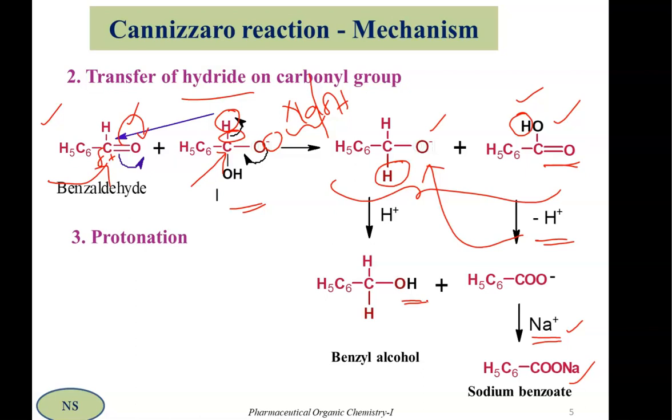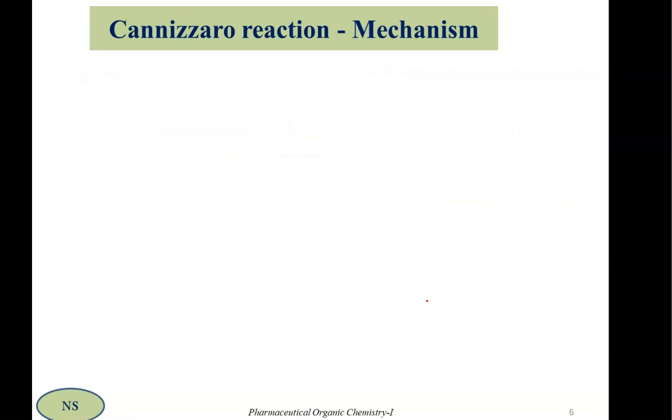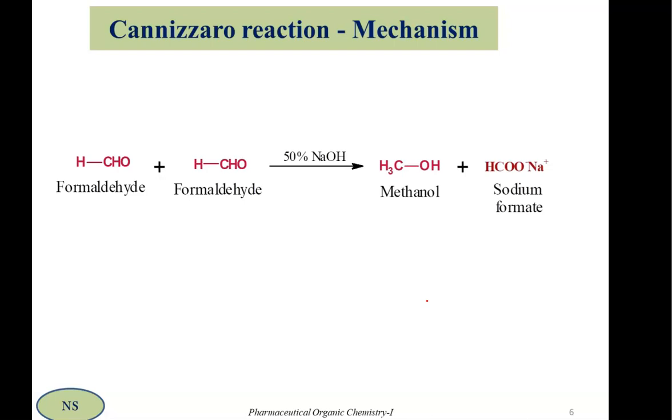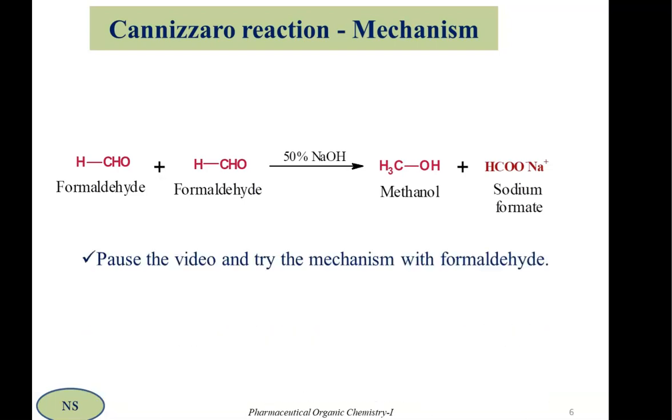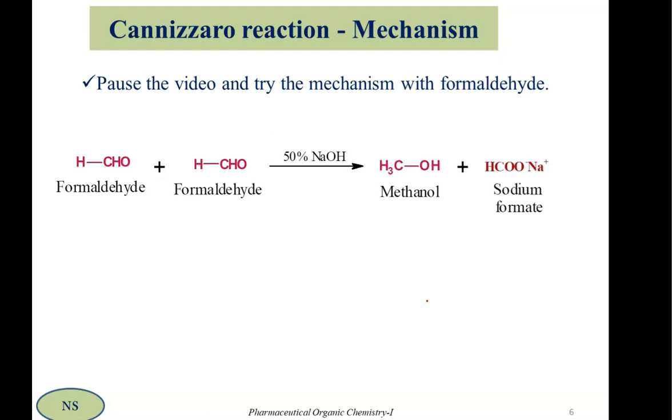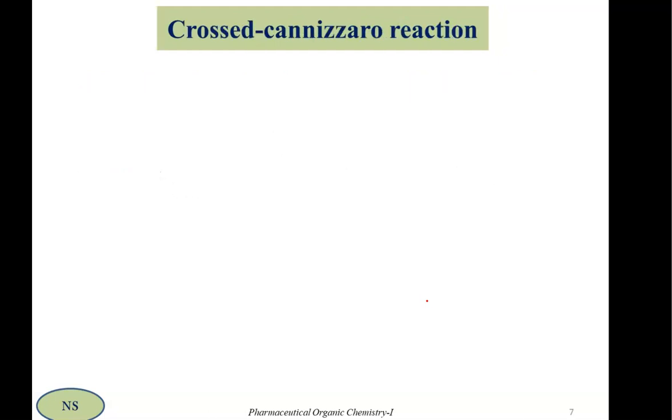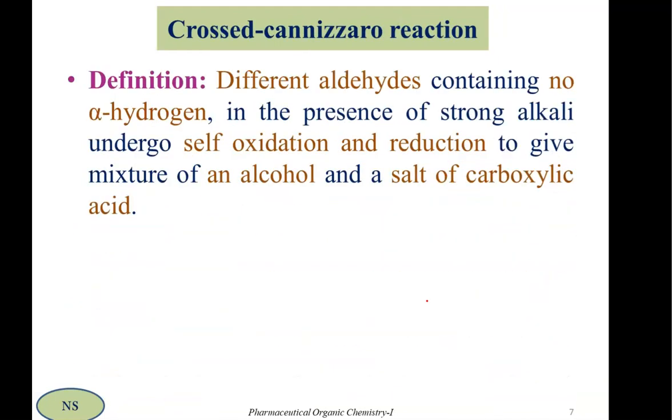So this is how benzyl alcohol, which is the reduced product of benzaldehyde, and sodium benzoate, which is the oxidative product of benzaldehyde, we get as the products upon the Cannizzaro reaction between 2 moles of benzaldehyde in the presence of a strong base like sodium hydroxide or potassium hydroxide. So this is the reaction mechanism involved in the simple Cannizzaro reaction. The other example which I gave previously is the reaction between 2 moles of formaldehyde to give methanol and sodium formate as the products. You can try the same reaction mechanism with this particular reaction also by pausing the video. Now let us move into the next topic, that is the Crossed-Cannizzaro reaction.